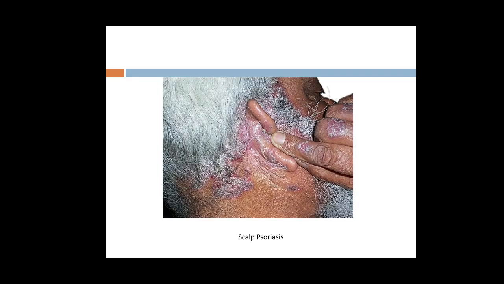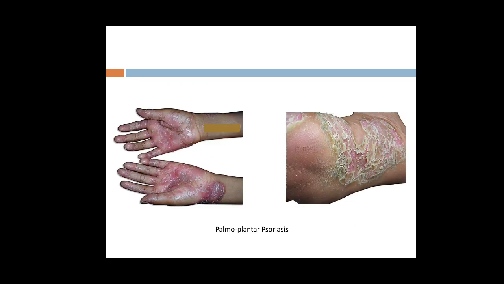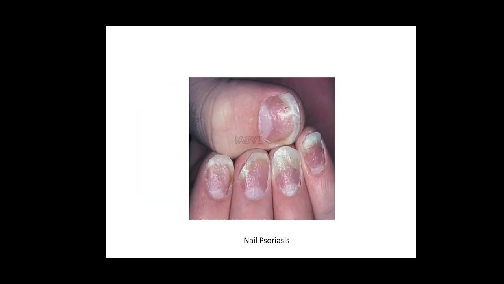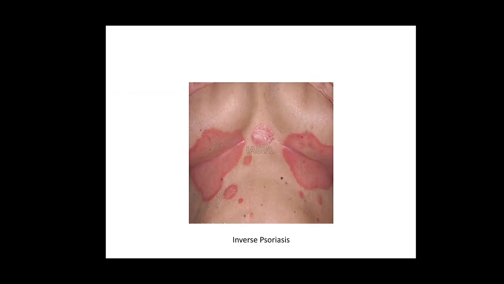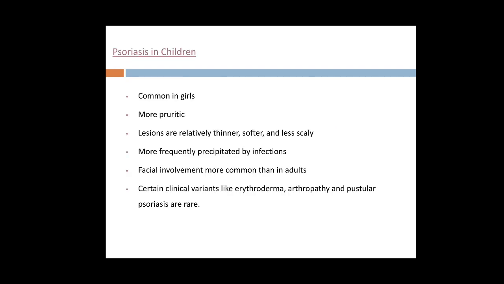This is scalp psoriasis. You can see there is extension even below the hair. This should be differentiated from seborrheic dermatitis, where there will be greasy scales which are very attached and they don't cross the scalp margin in seborrheic dermatitis. Palmoplantar type of psoriasis. Nail psoriatic features: you can see ridging and a little bit of nail pitting in this picture. In inverse psoriasis, the intertriginous areas are mainly involved.